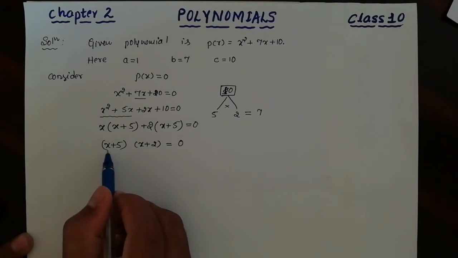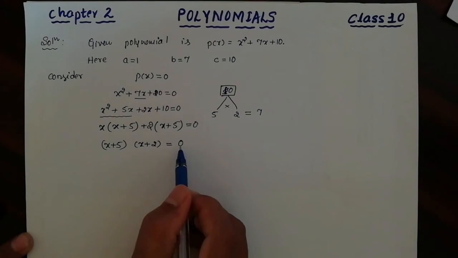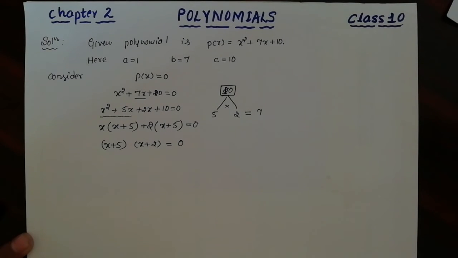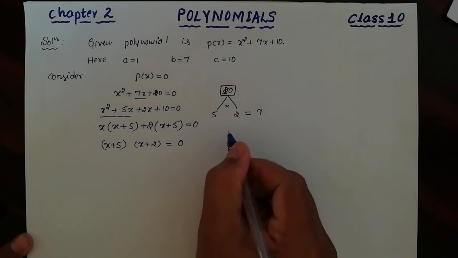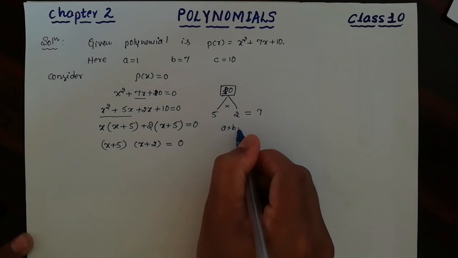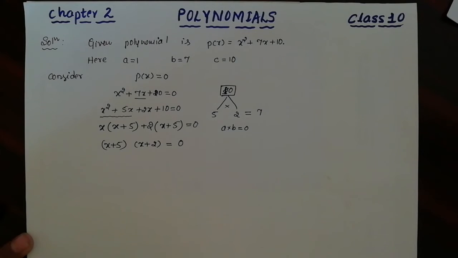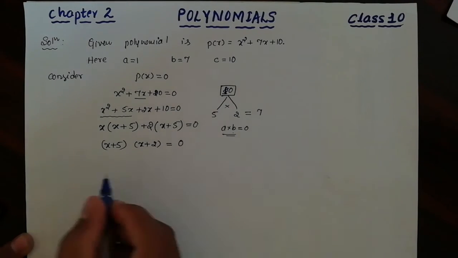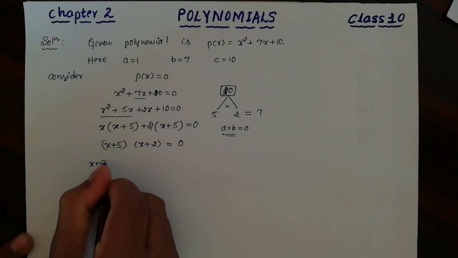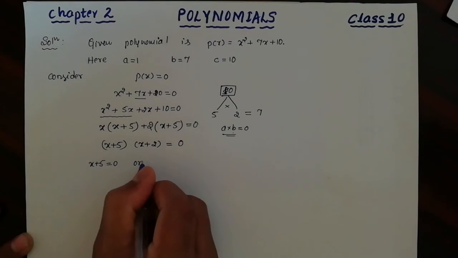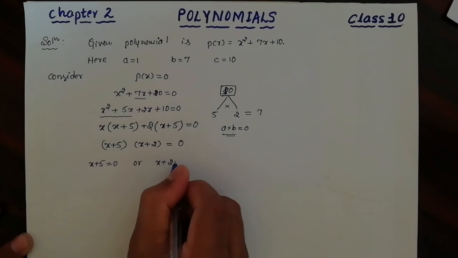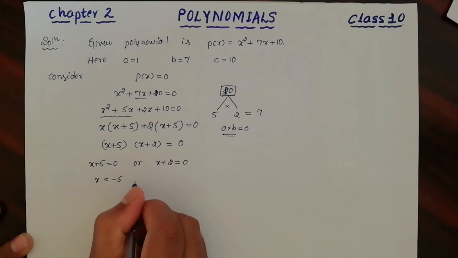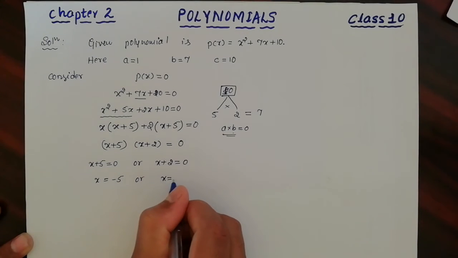The product of these two numbers is equal to 0, means among these two one should be 0. This is because if a into b is equal to 0, it is possible only when either a is 0 or b is 0. So I'm going to write: x plus 5 is equal to 0, or x plus 2 is equal to 0. If you continue, you will get x is equal to minus 5, or x is equal to minus 2.